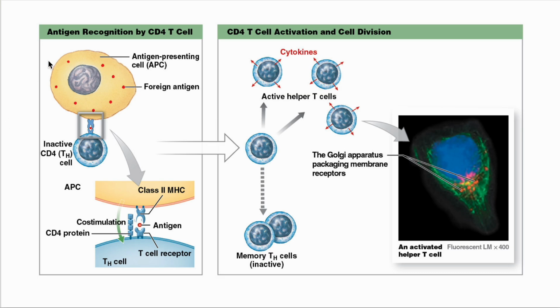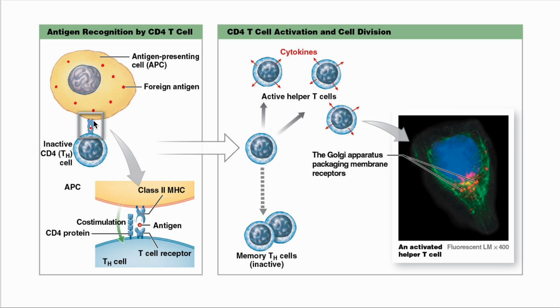So here is an APC cell. This is an immune cell of some type, maybe a macrophage or a monocyte. It has found an antigen and it is displaying that antigen on MHC2.